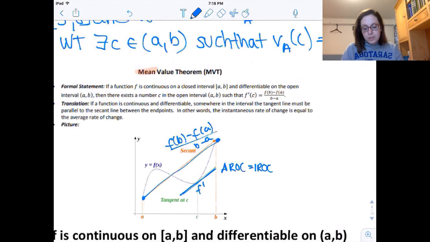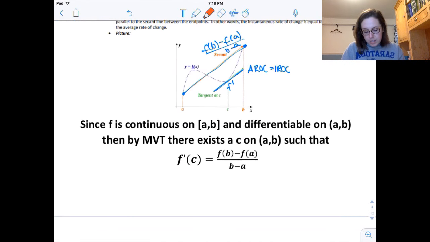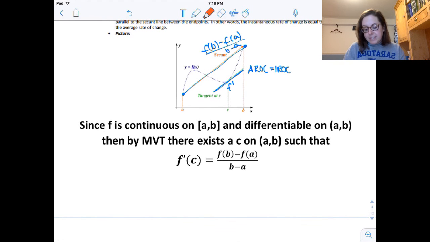So the formal statement is this. If f is continuous on the closed, differentiable on the open, there exists a c on the open such that the derivative equals the average rate of change. That's our basic idea here. So here's your statement. Since f is continuous on [a,b] and differentiable on (a,b), by MVT there exists a c on the open interval such that f prime of c is f of b minus f of a over b minus a. That's what we're saying.